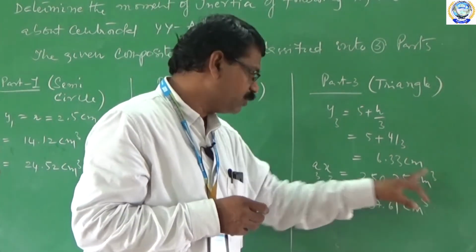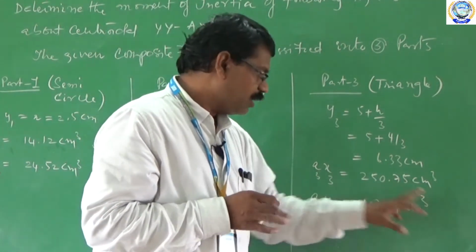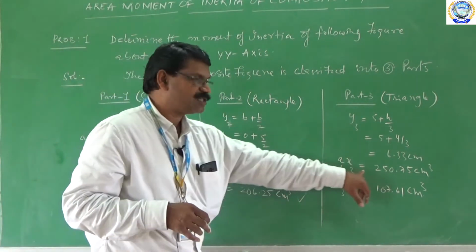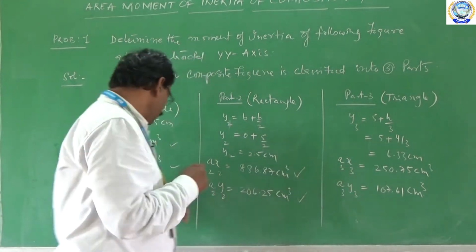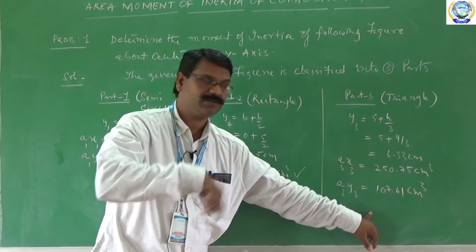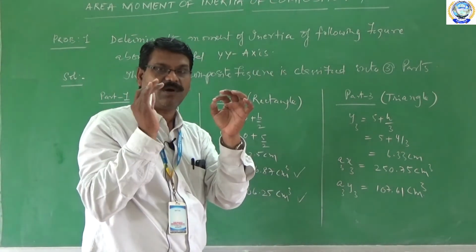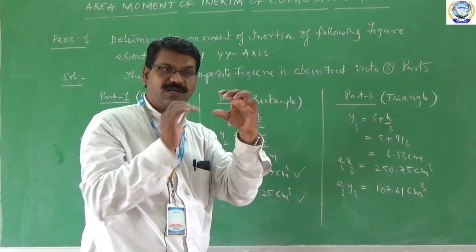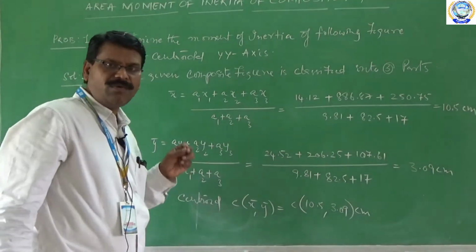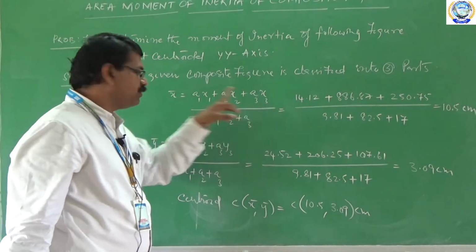250.75 centimeter cube, and a3 y3 is equal to 107.61 centimeter cube. Now, using a1 x1, a2 x2, a3 x3, we find x bar, and using a1 y1, a2 y2, and a3 y3, we find y bar. Now, to find the centroid, we need two major coordinates, x bar and y bar. As we told, C of x bar comma y bar. Now, using a1 x1, a2 x2, a3 x3, we will find x bar.